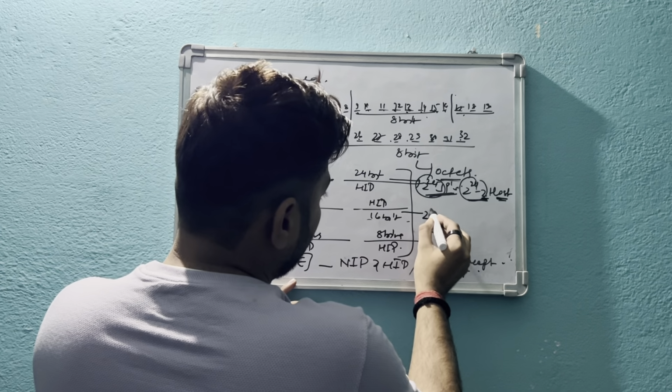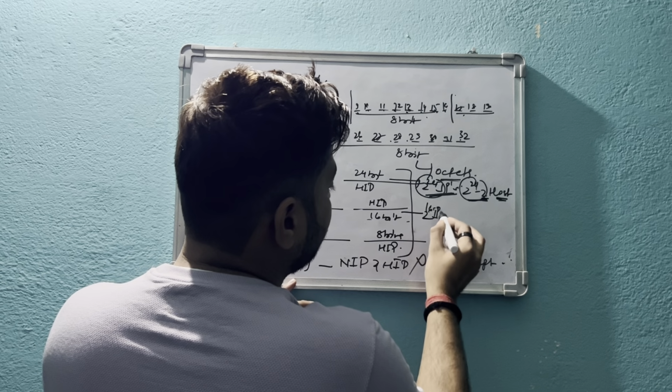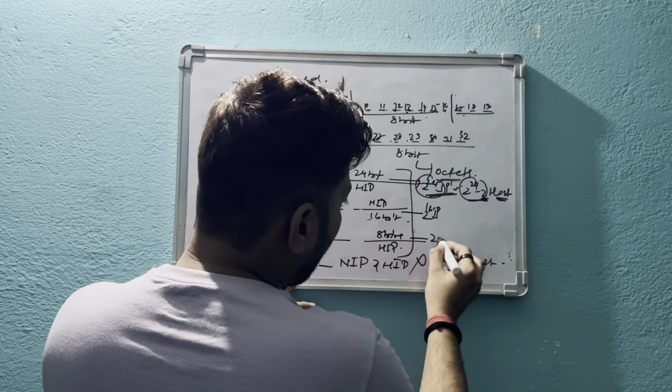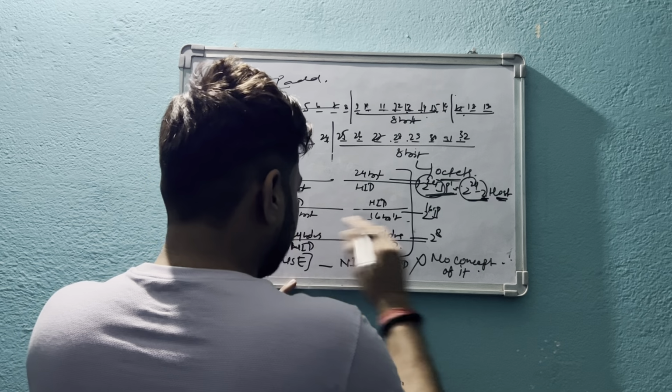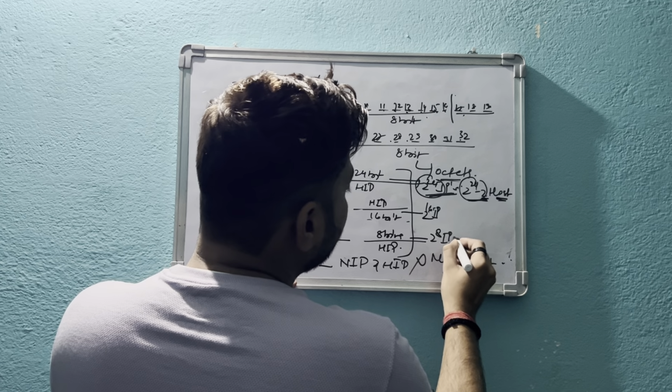Similarly, for class B we have 2 to the power 16 IPs, and here in class C we have 2 to the power 8 IPs.